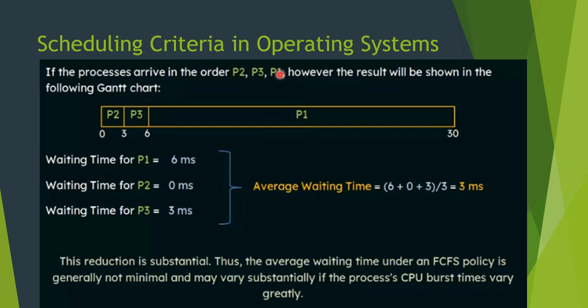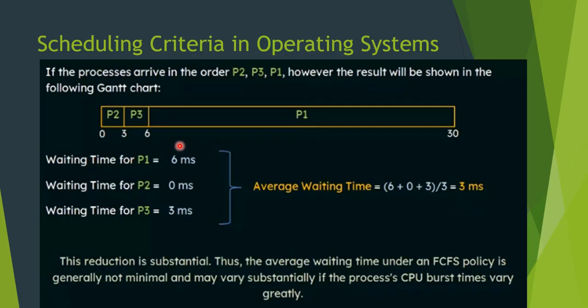Then process 1 followed with a burst time of 24 milliseconds. So from 6, it had to use 24 milliseconds, which eventually stopped at what? At 30. So this is a Gantt chart in case you're told to draw it for this kind of scenario.